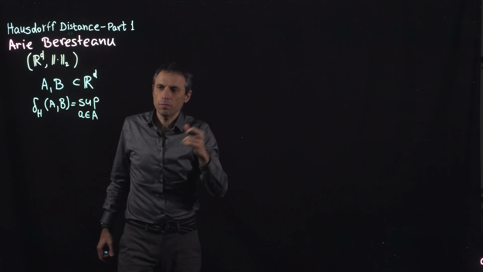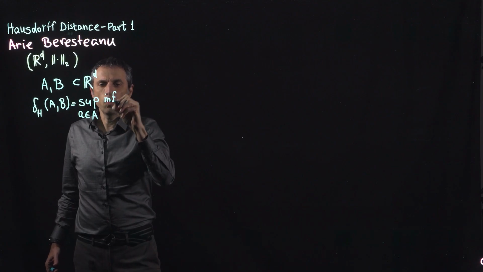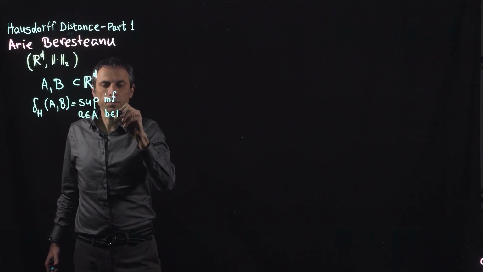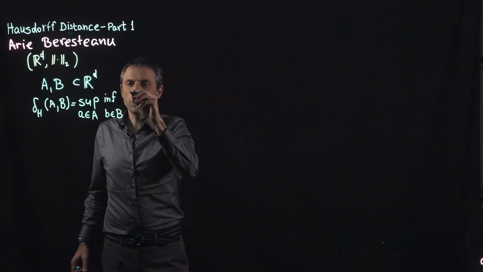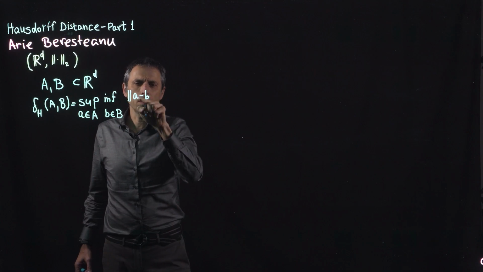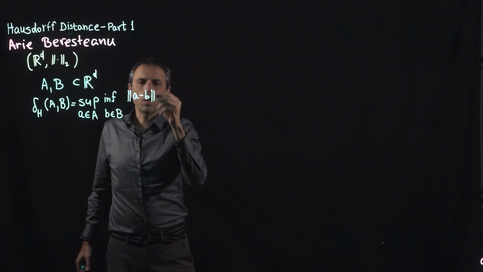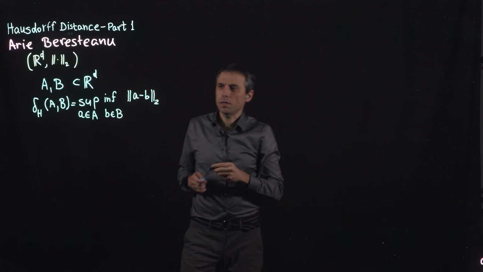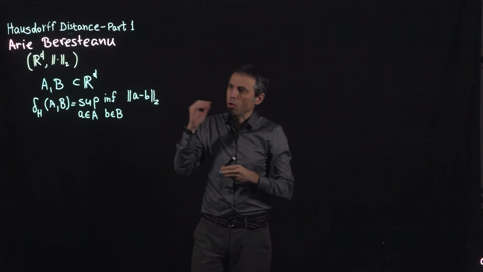Those will be vectors in Rd. Infimum over all small b in B. Now when we have small a and small b, we take the distance between them, which I will write like a minus b, the difference in Rd, and the Euclidean norm. That's the distance between two points. So this is going from A to B.